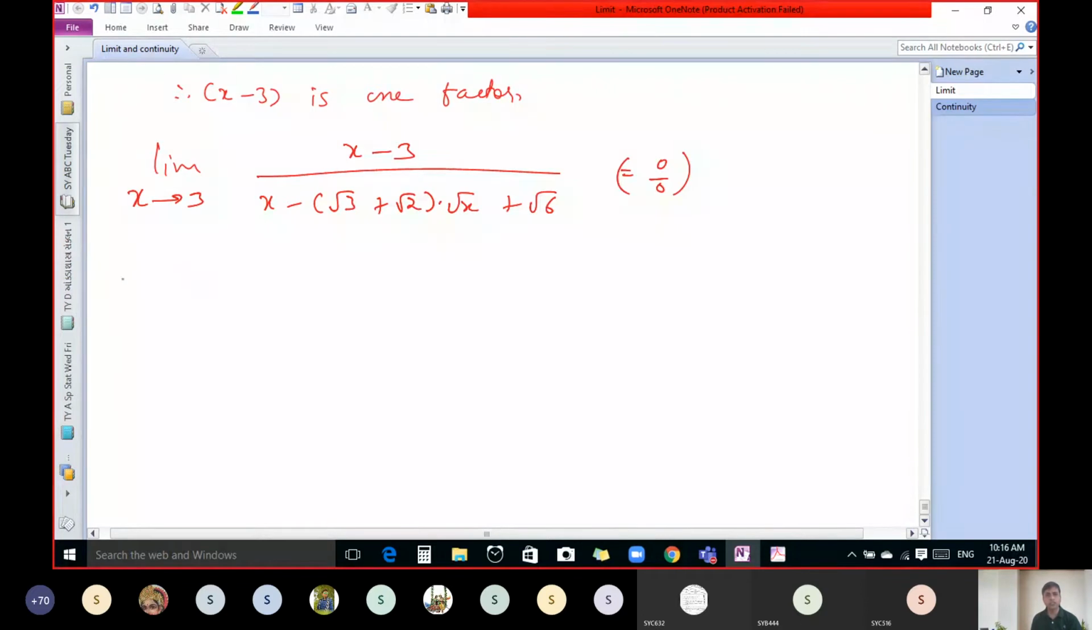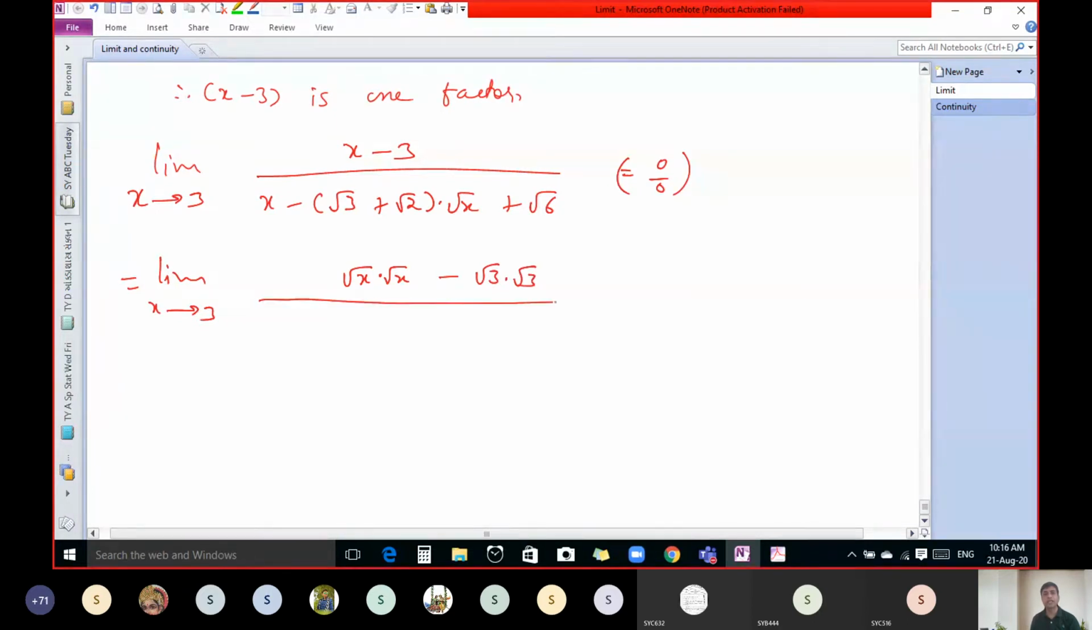Now, see how to solve this question. You can keep this numerator as it is. Or you can write this x as root x into root x minus this 3, you can write root 3 into root 3.